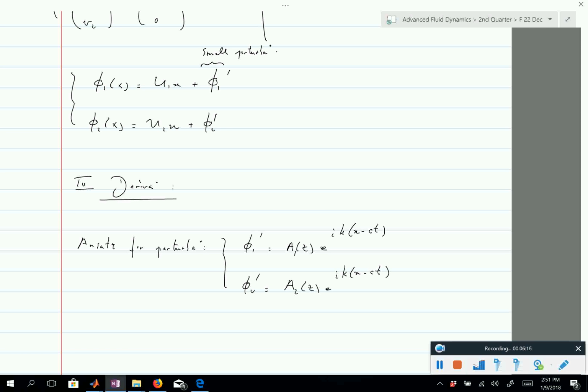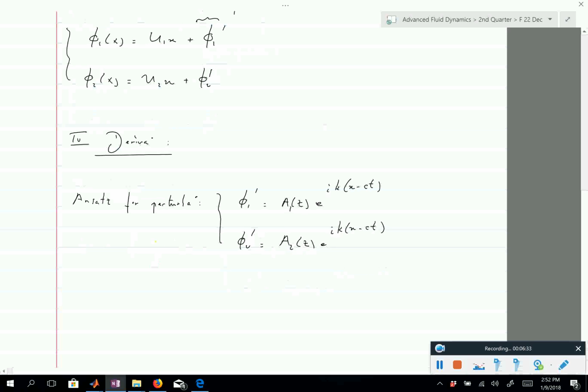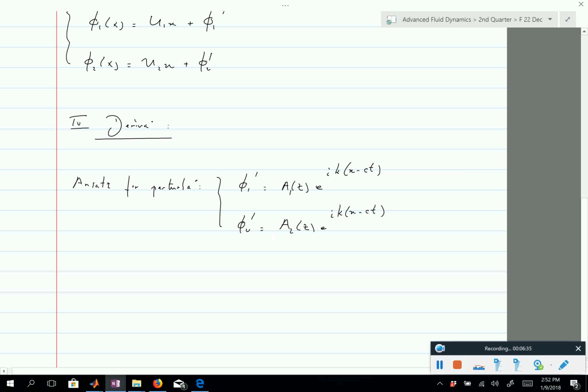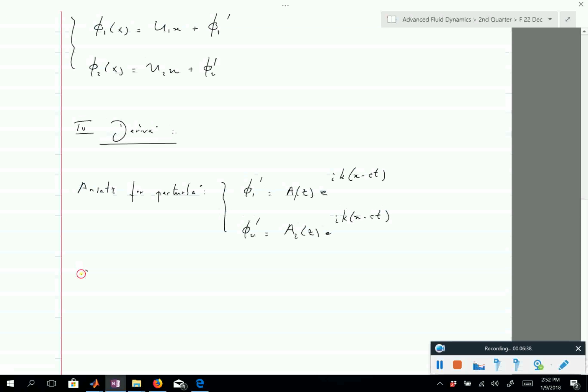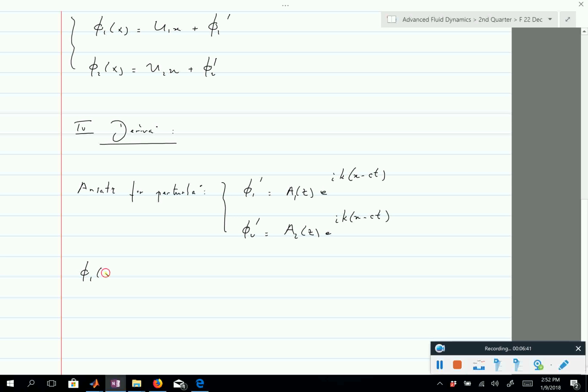And now what I'm going to do is just briefly sketch the derivation for this, but I'm not going to go into all of the detail. I did all of the details more or less for gravity waves. Now the solution method is very similar here. So once you have this ansatz, let me write it for phi. So phi of x is going to be equal to u1 of x plus a function of z exponential i(kx minus ct).